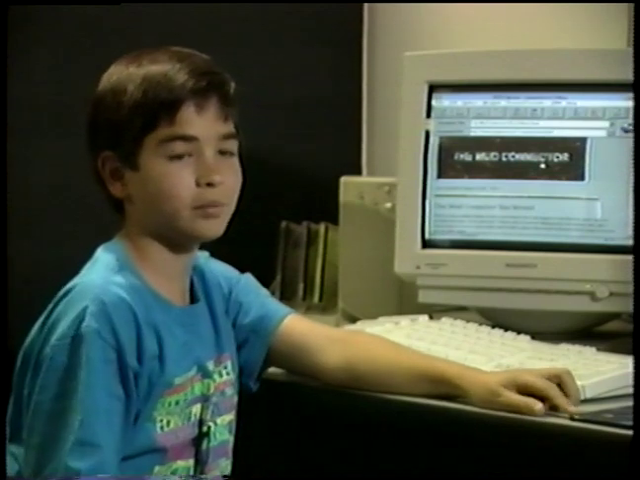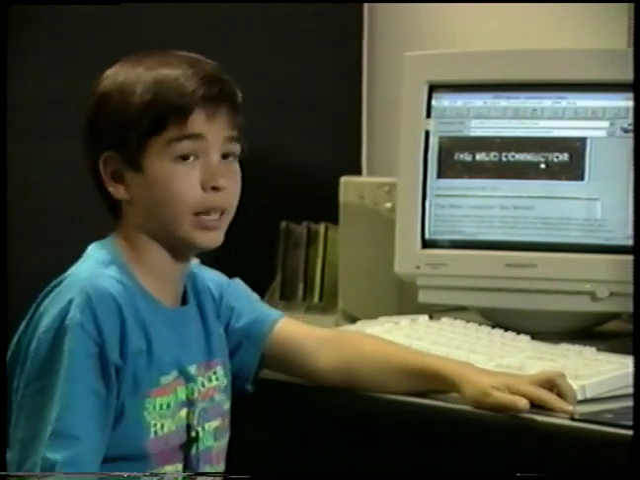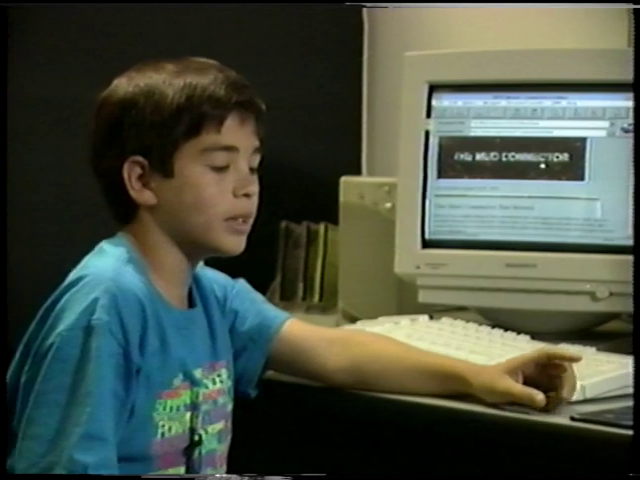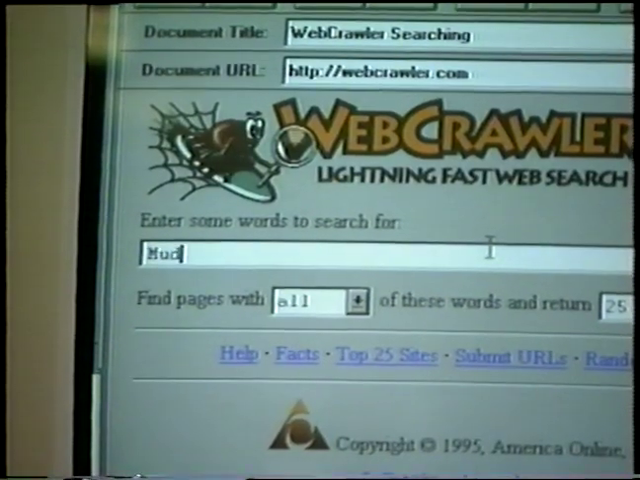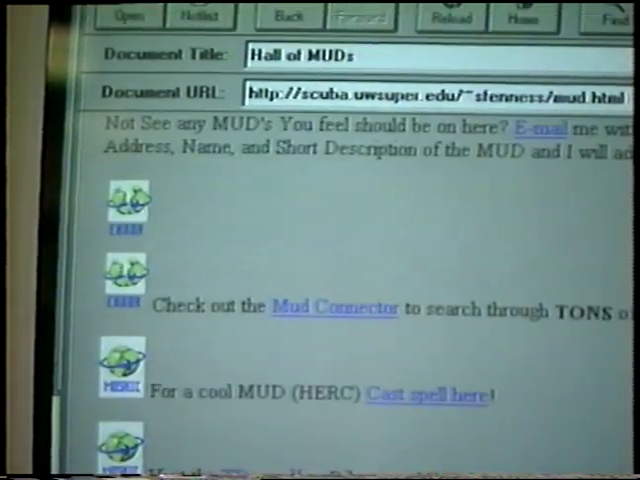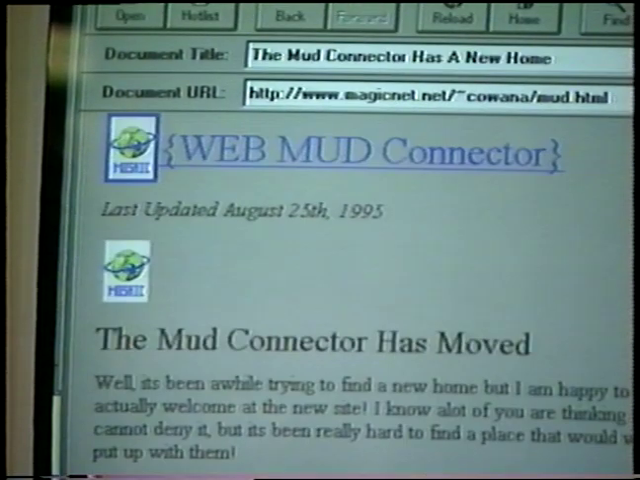A MUD is a game, and it stands for multi-user dimension, which means that people can interact on the MUD. And this program is called the MUD Connector, and it will take us to literally thousands of MUDs. My favorite game is called Cyber MUD, and it's about MUDs, and your character walks through a world created by a computer called Snorkel Whacker. And the MUDs are trying to take over the world, and you have to stop them.